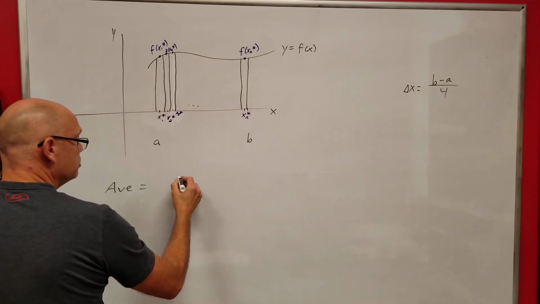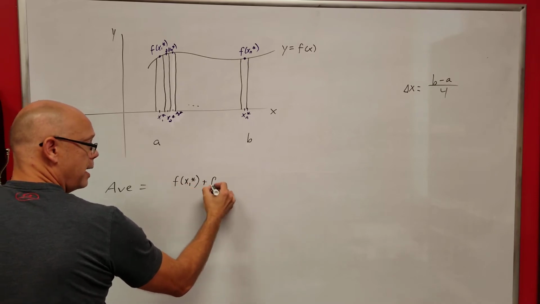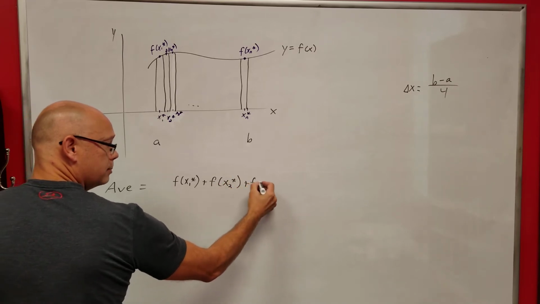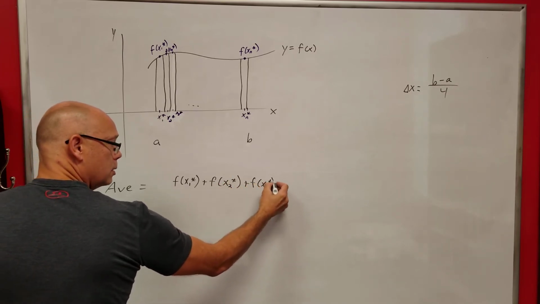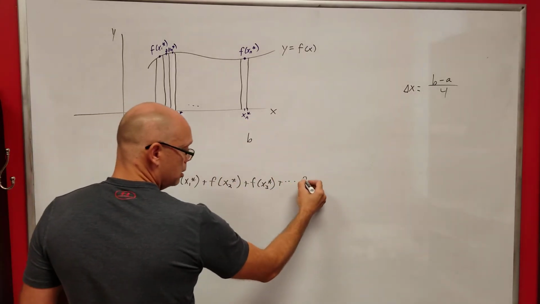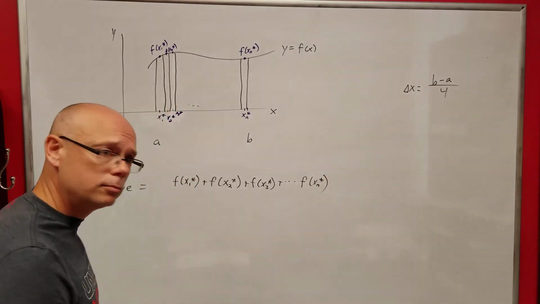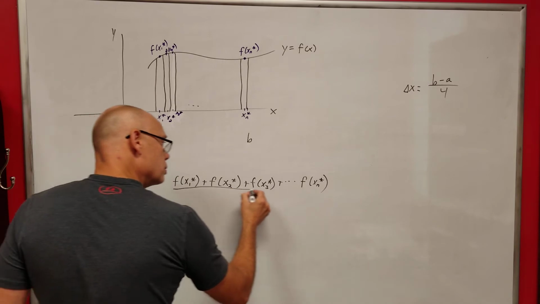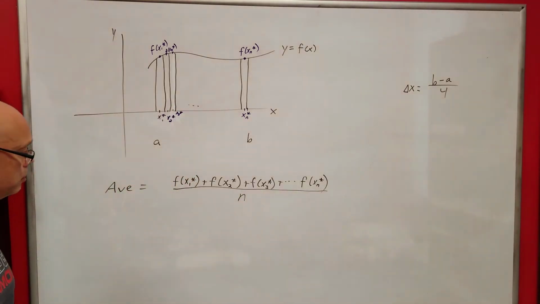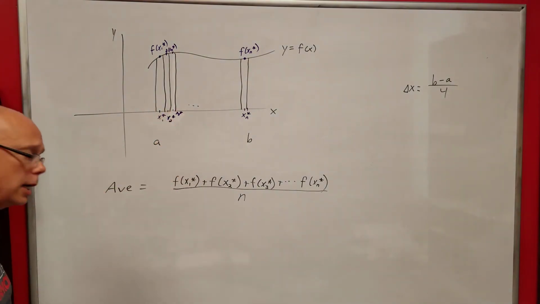Adding these all up, f at x1 star plus f at x2 star plus f at x3 star plus dot, dot, dot, plus, and my final one would be f at xn star if I'm adding up n of them, okay? Dividing by the total number, right? Which would be n. That's how I find my average of those n values, even if I drew 100 of them here, okay?